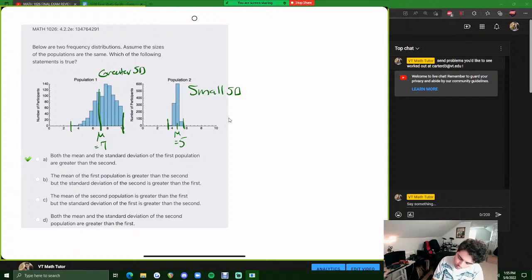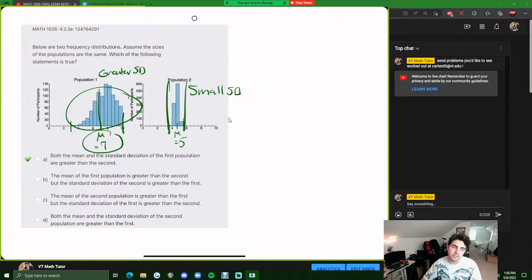So both the mean and standard deviation of the first population are greater than the second. That is true because the mean is about 7, and visually the standard deviation is much larger than this narrowly spread out data.